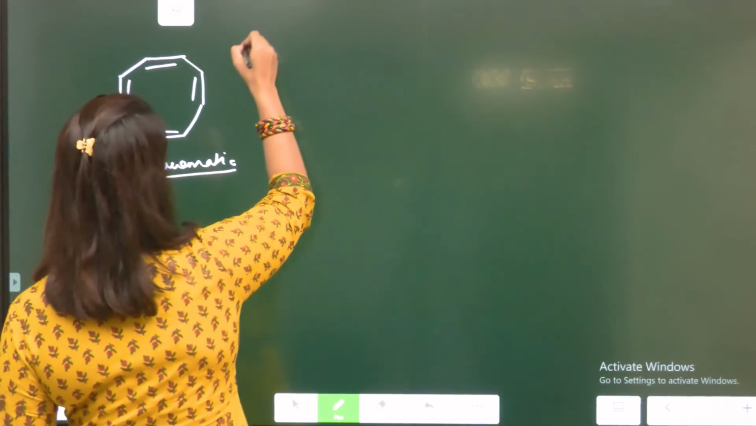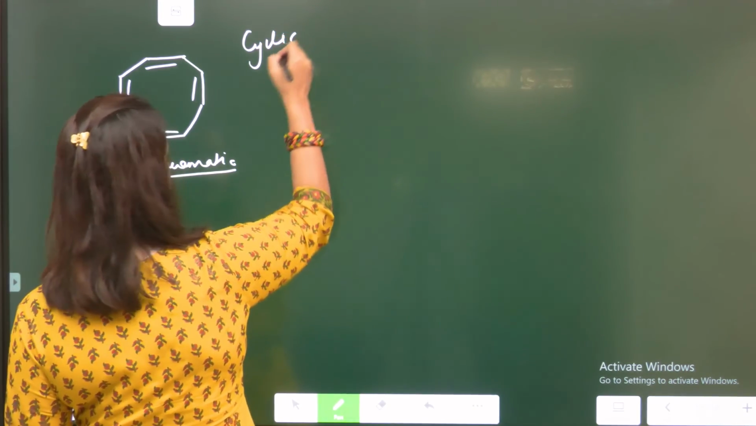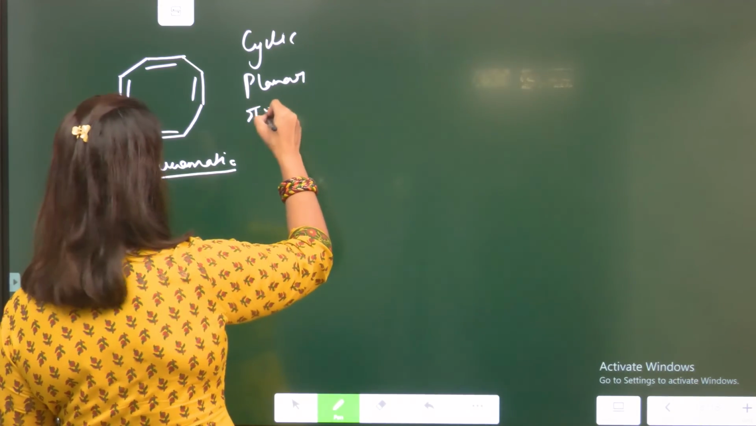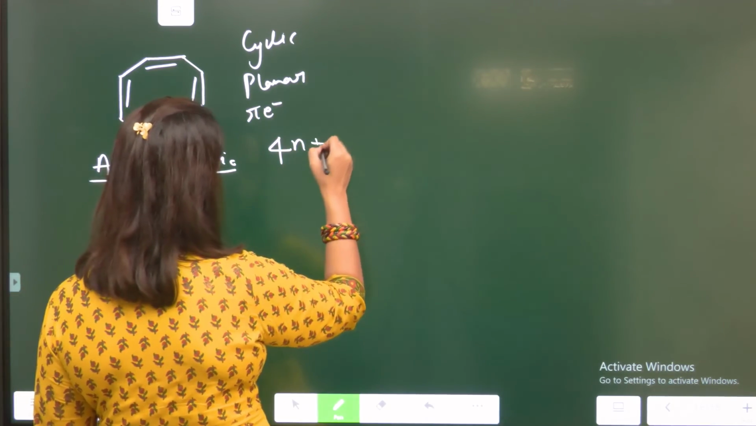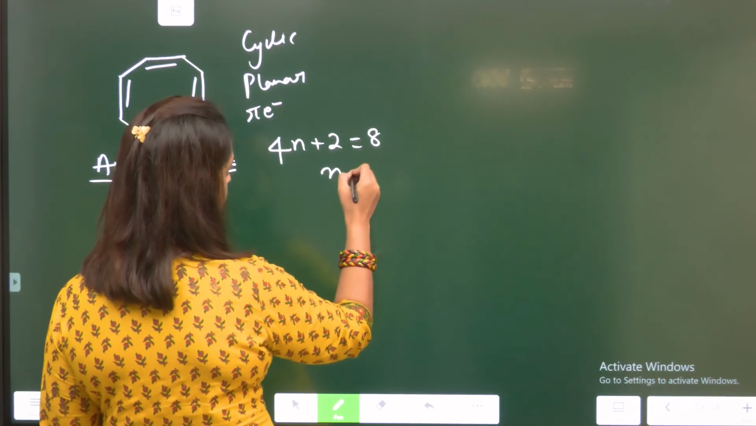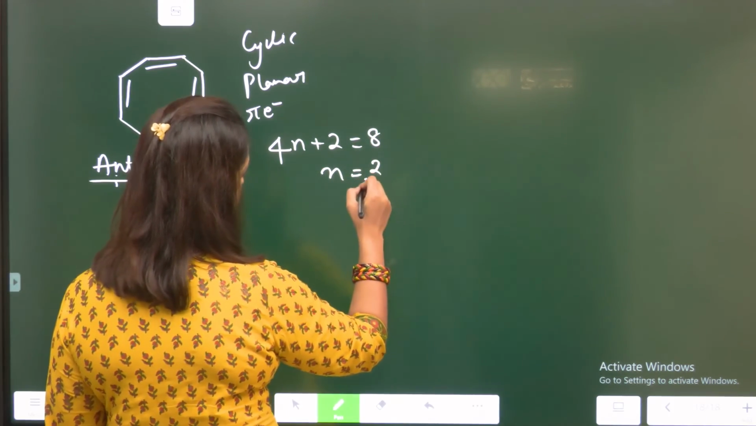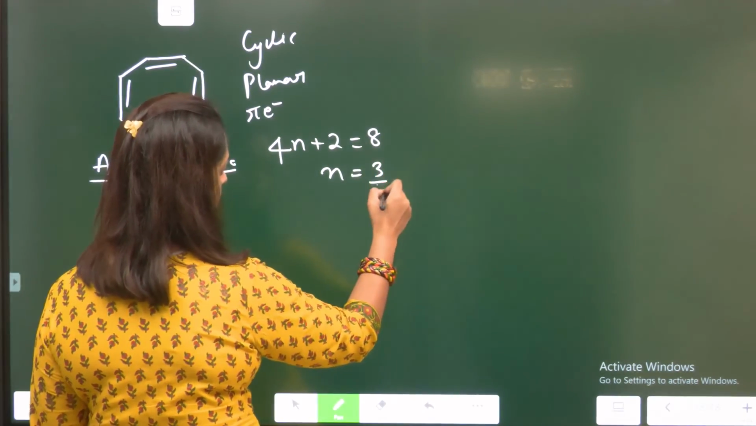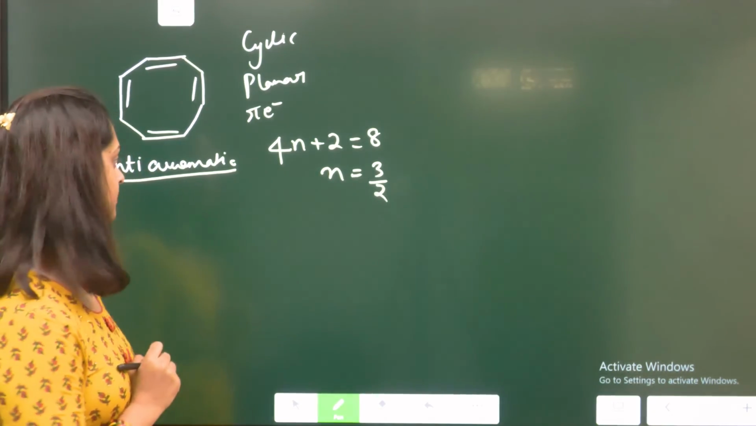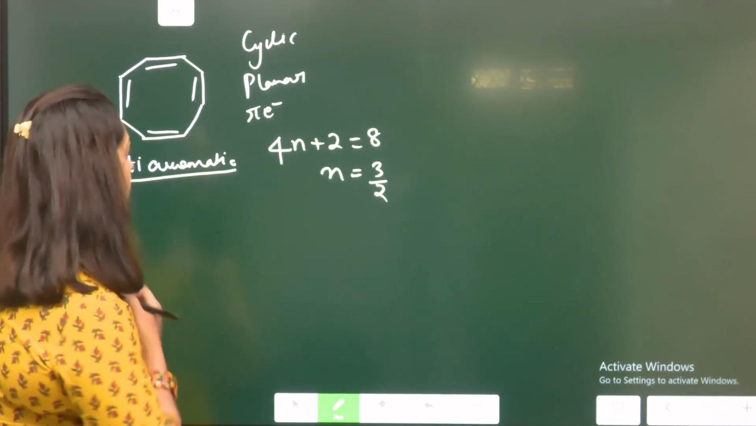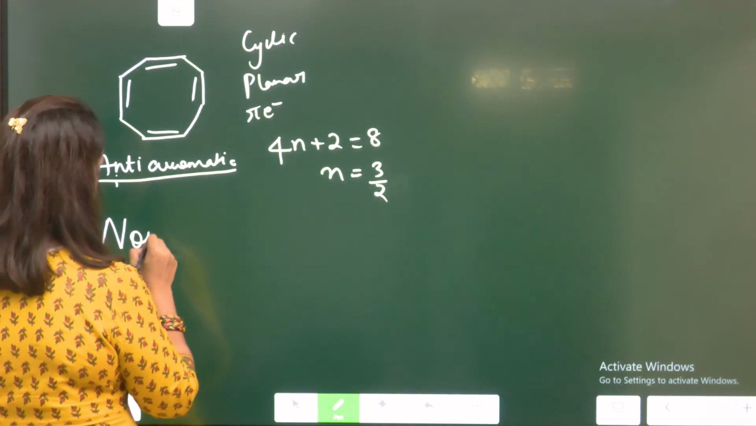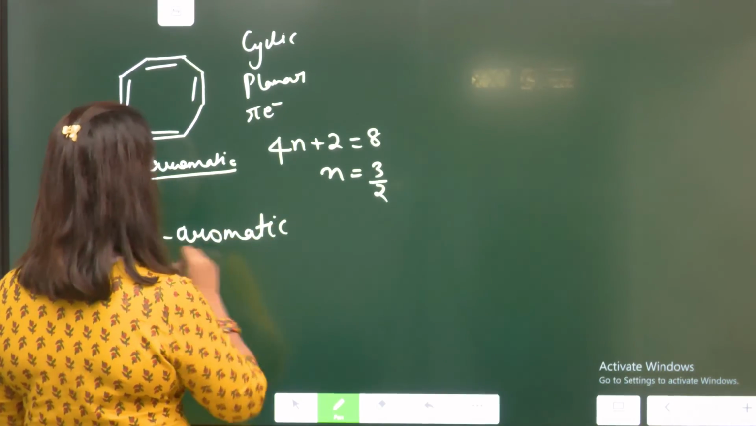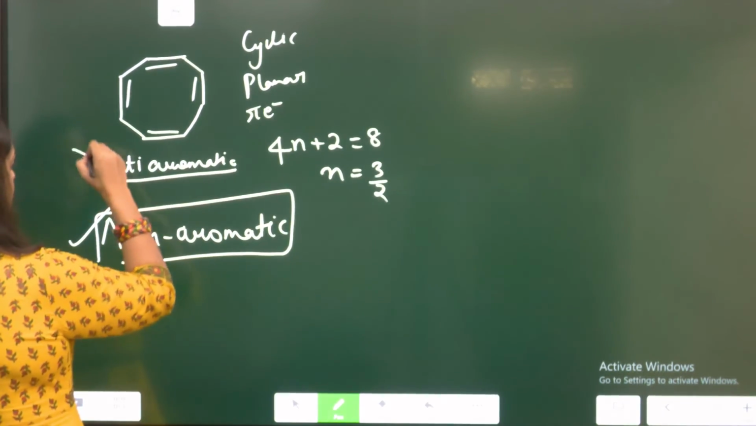Why are you saying anti-aromatic? Because you say it is a cyclic structure, it is a planar structure as it is sp2 hybridized, has conjugated pi electrons, but Huckel rule is not followed because n comes out to be 3 by 2, right? That is what you meant? Yes, ma'am. But I am saying this is a non-aromatic compound. This is my right answer and this is my wrong answer.